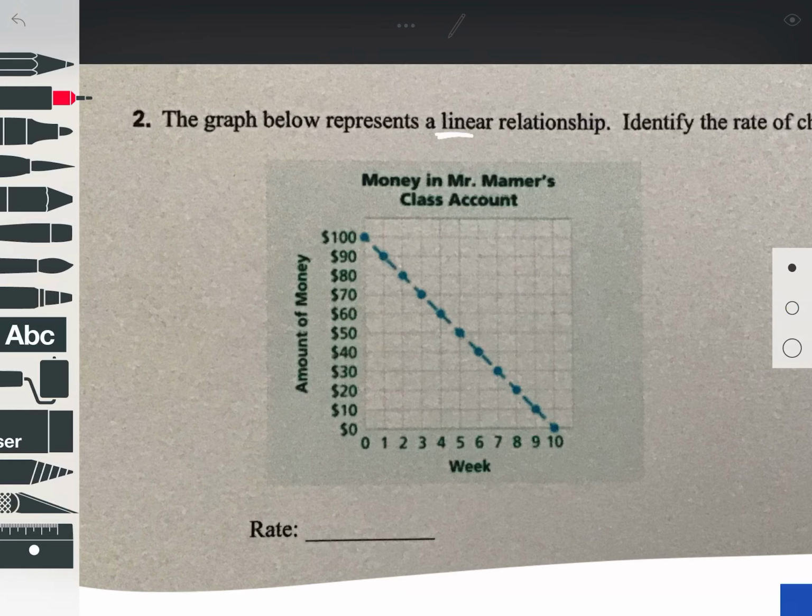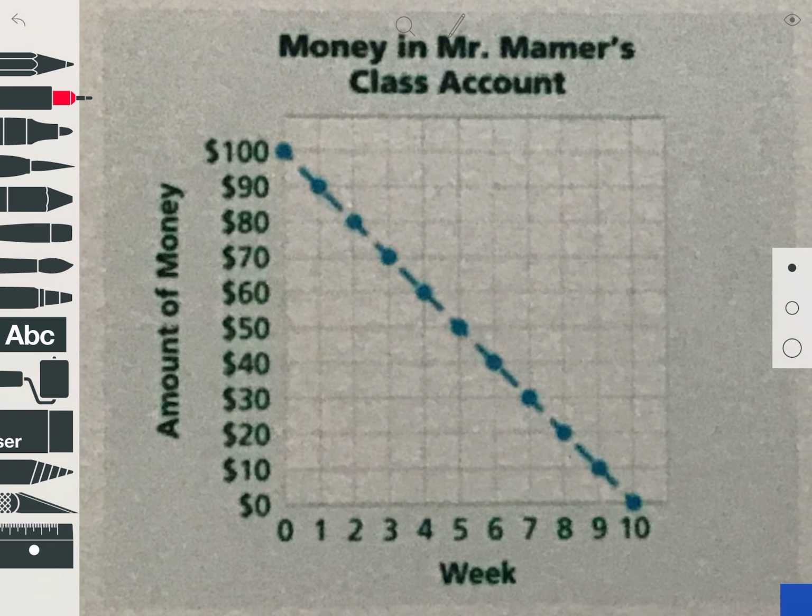Identify the rate of change. So how much is it changing each time? When I look at this really close, I can see right here it changes, looks like $10 per week. I could even do it bigger, right here: 60, 70, 80, 90. So it changes $30 for 3 weeks.